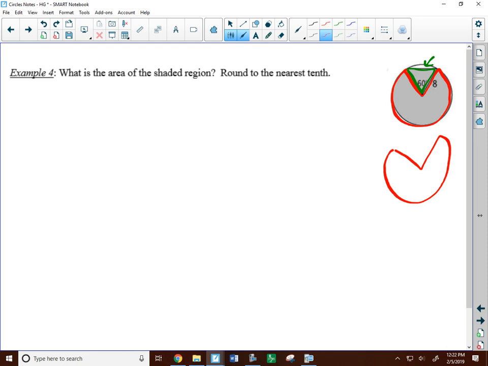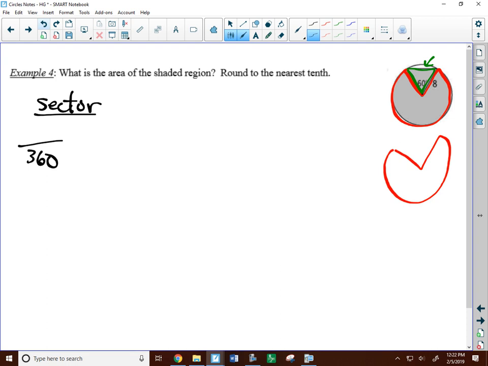Like that. I'm just going to do each one separately, because we just found out how to do area of a sector, and then we know area of a triangle. So I'm just going to break it up that way and do them separately. So let's do the sector in red. So it's the big sector.